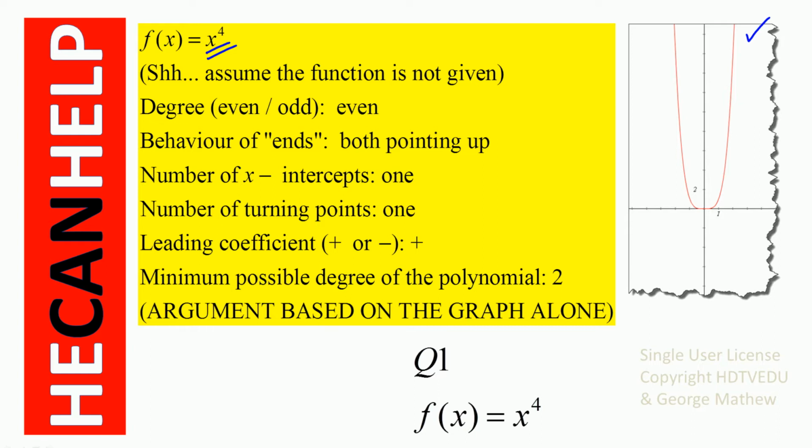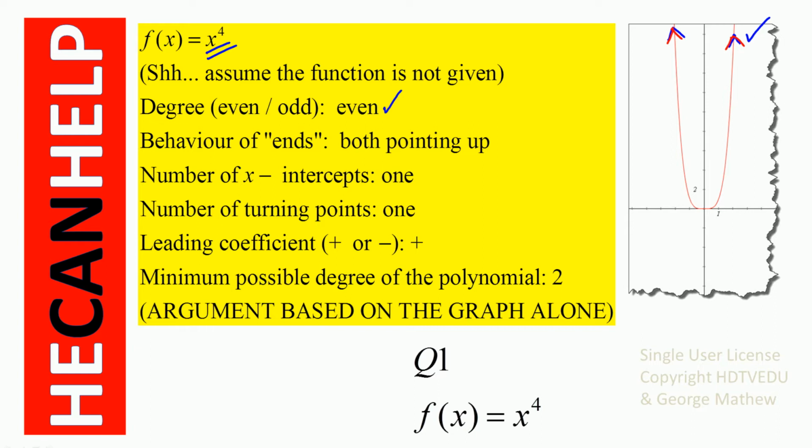So based on the plot, what do we see? We see that the degree of the polynomial is even. Why? We have both ends pointing up. So the degree of the polynomial is even, no question about that. What is the behavior of ends? We have both ends pointing up.